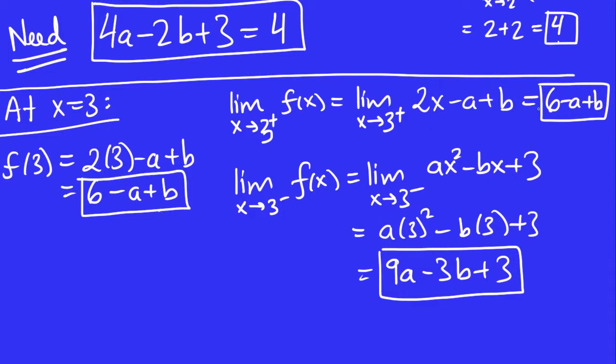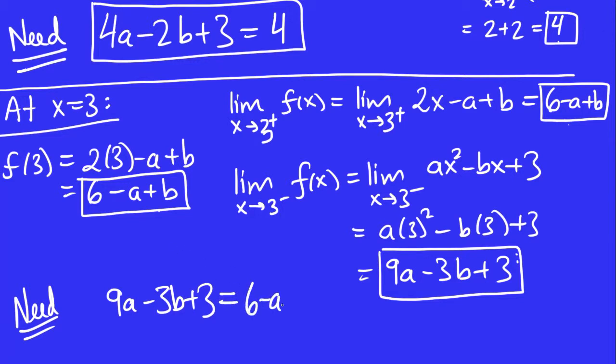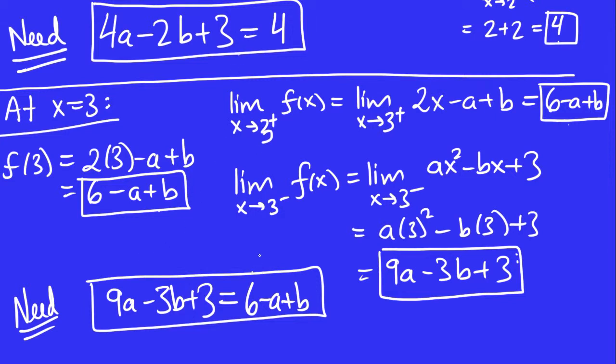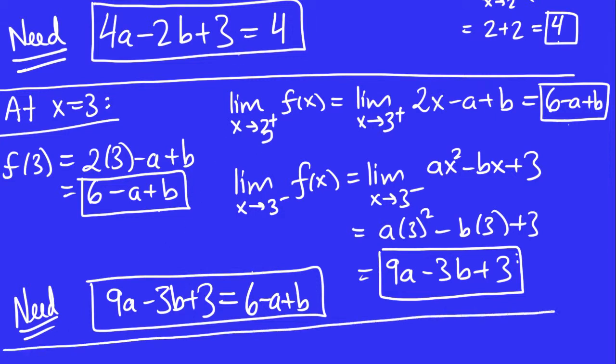We need these 3 quantities to be the same, which is the same thing as saying these 2 quantities have to be the same. So our reward for this work, for our analysis at x equals 3, is that we need 9a minus 3b plus 3 to be the same as 6 minus a plus b. Now, these are our two equations we need to work on. We now have two equations in two variables, this one and this one. That's a system of equations in two variables. We can solve that. How about I recopy these? Let's say go like this.